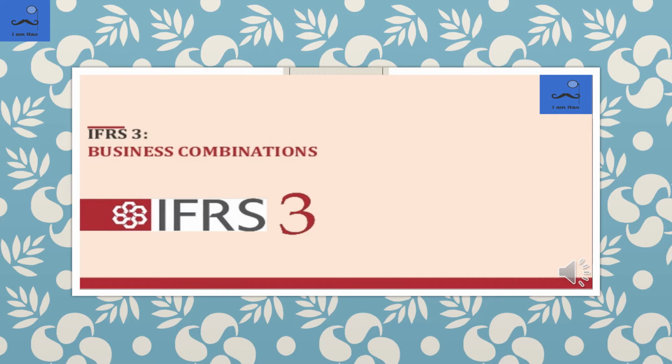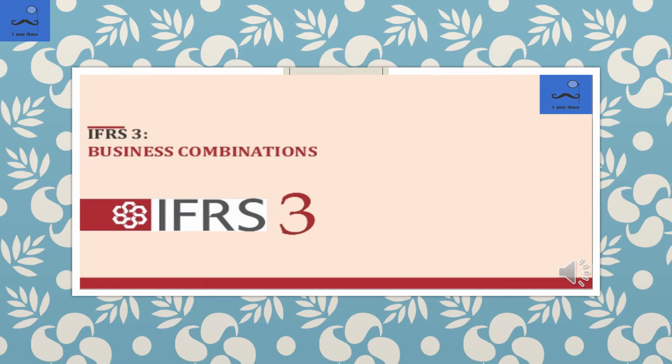Definition of a business: an integrated set of activities and assets that is capable of being conducted and managed for the purpose of providing goods or services to customers, generating investment income such as dividends or interest, or generating other income from ordinary activities. The acquisition method. A business combination must be accounted for by applying the acquisition method.